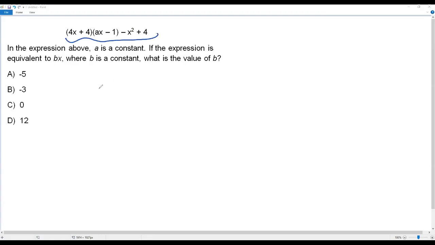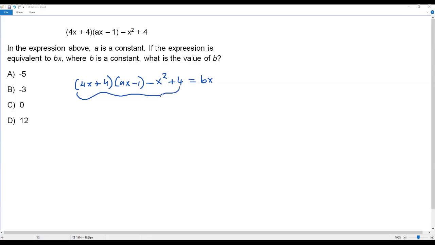So the above expression is equivalent to bx. That is (4x + 4)(ax - 1) - x² + 4. So this expression equals bx according to the information we have in this question. Okay, so we have to find the value of the constant b. Whenever two expressions are equal, we can equate the coefficients of like terms. On the right side, the coefficient of x is b. So once I'm done with the simplification of the left side, I can equate the coefficients of x, then I can get the value of b.